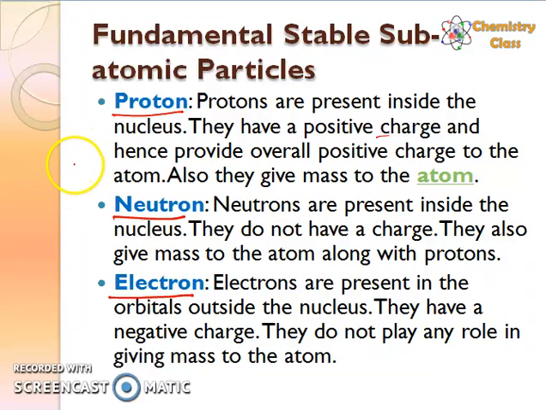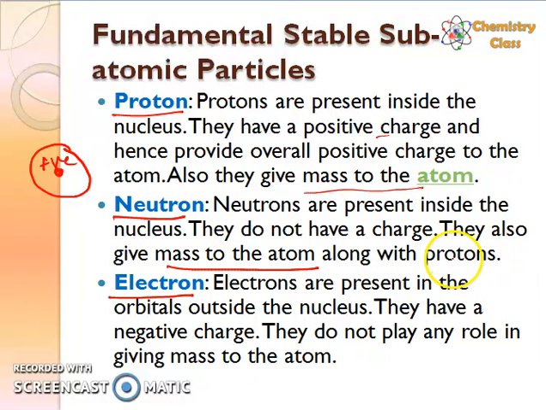Okay. So if you have the structure of an atom like this, you have the center. Center is having proton. Proton is positively charged. Neutron. Neutrons are present inside the nucleus. They do not have a charge. They also give mass to the atom. So proton gives mass to the atom. Neutron gives mass to the atom along with the protons. Now we have electrons. So the electrons are present in the orbitals outside the nucleus. They are present where? Outside the nucleus here. The electrons are present. So they have a negative charge.